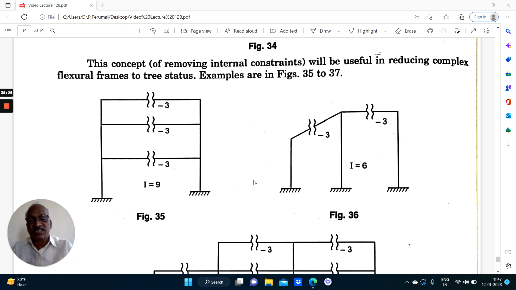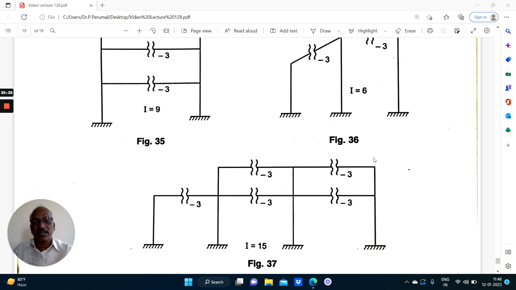So now in this lecture, we have discussed how to find out the degree of indeterminacy, both internal and external in the case of trusses, and how to find out the degree of indeterminacy of portal frames, two-dimensional portal frames by using tree analogy. So next we will take up a degree of static or kinematic indeterminacy of structures. That is in the lecture number 130 next.